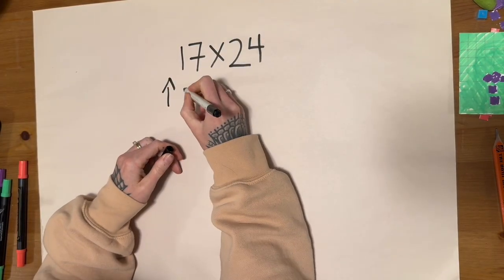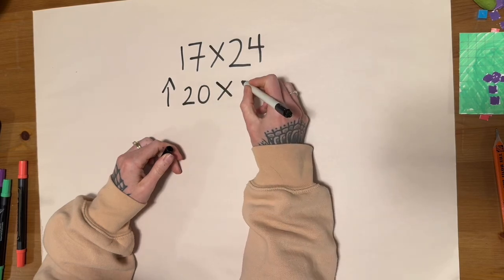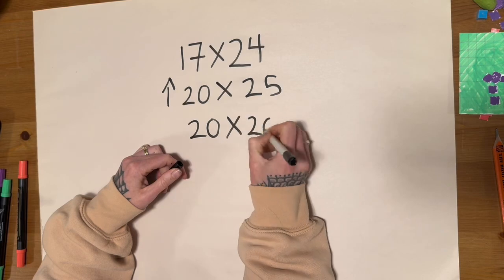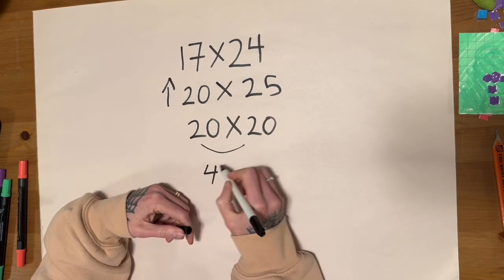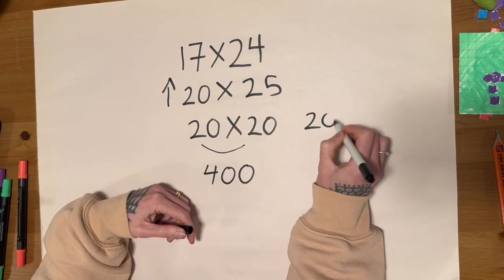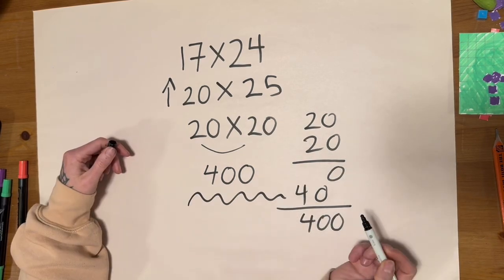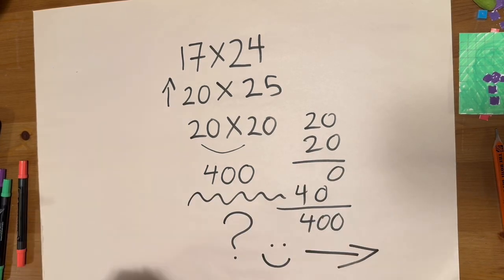I'm going to start with some estimates. I'm working with 17 times 24, and I want to round that to a friendly number. But you know what? 20 times 25 was still too hard for my brain, so I went with 20 times 20 and got 400. And then I checked my work by doing some really quick math.